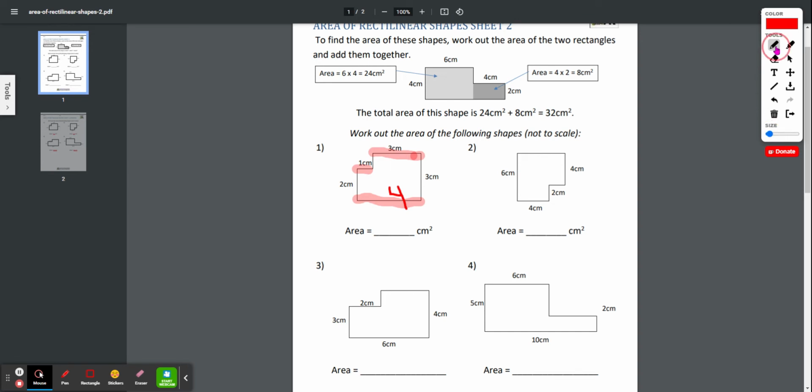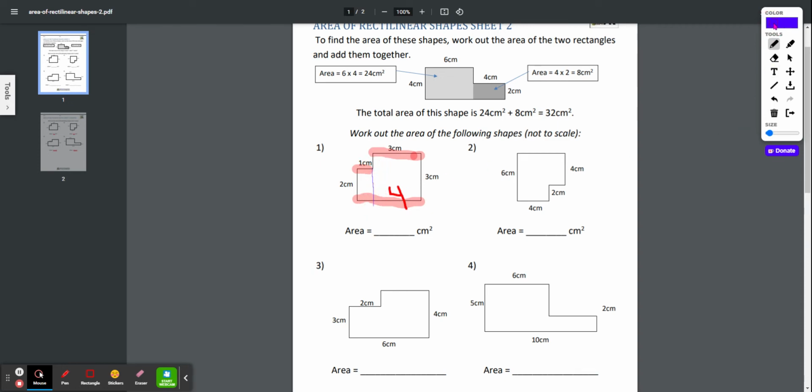I'm just going to change color to help it be a little bit easier to follow. So now that I have all the measurements, I need to find my area. I can do it 2 different ways. I need to cut it into 2 rectangles. I could choose to cut it this way.